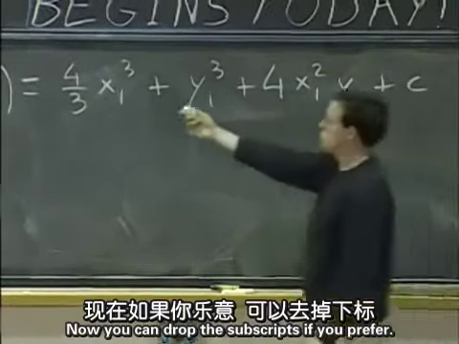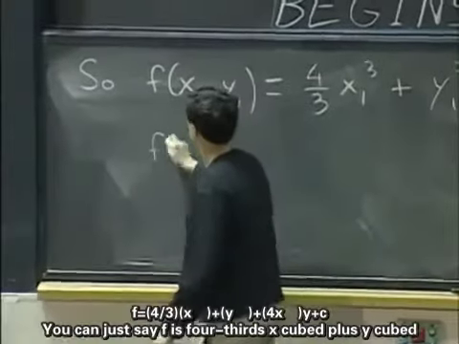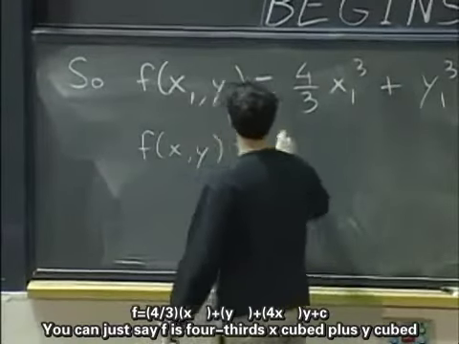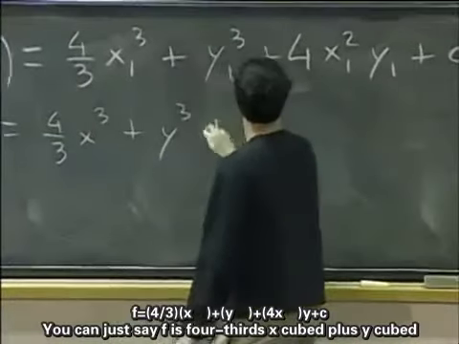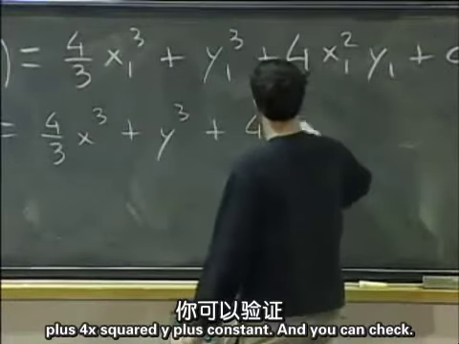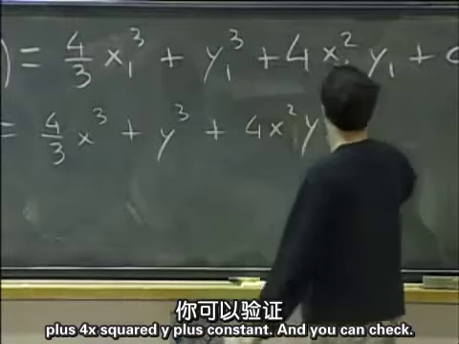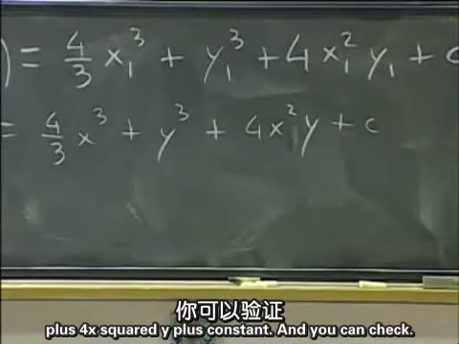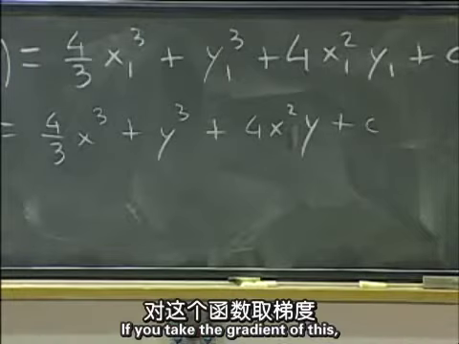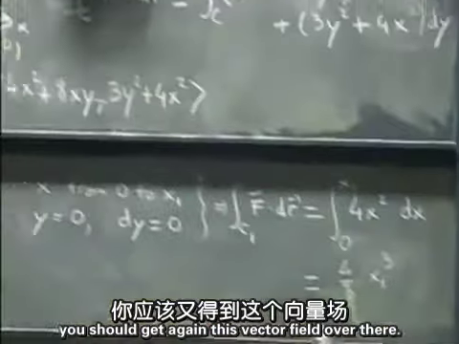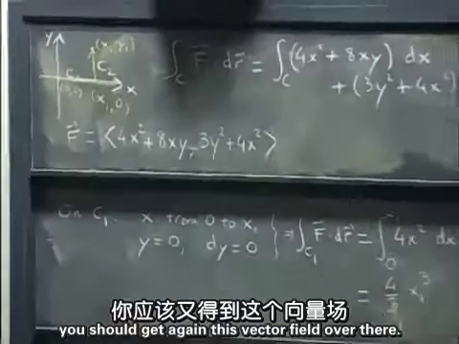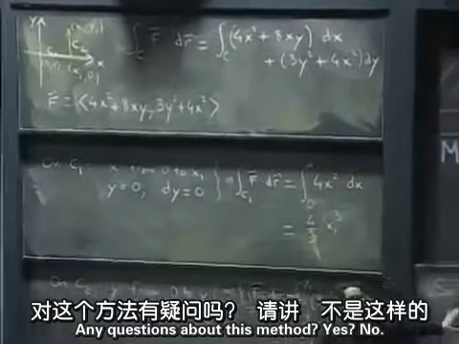Or, now you can drop the subscripts if you prefer. You can just say f is 4/3 x cubed plus y cubed plus 4x squared y plus constant. Okay, and you can check if you take the gradient of this, then you should get again this vector field over there. Okay, any questions about this method?